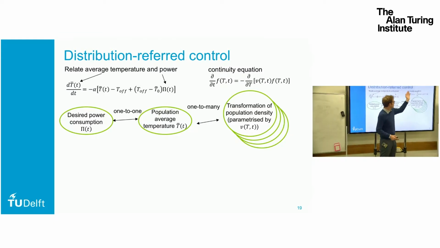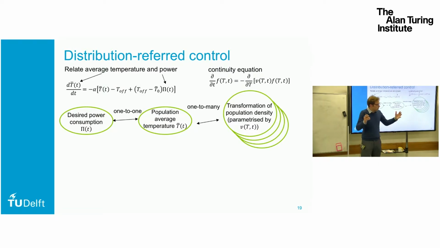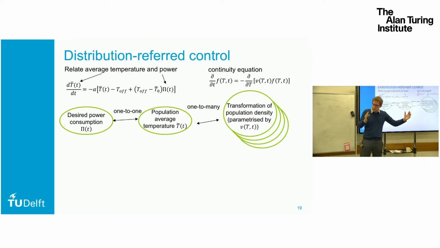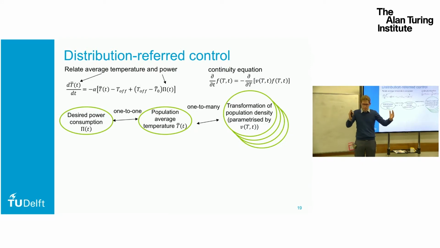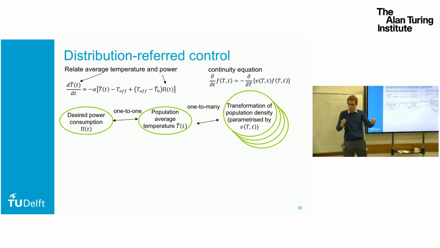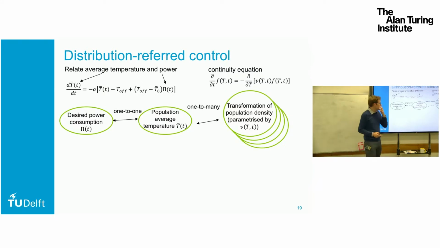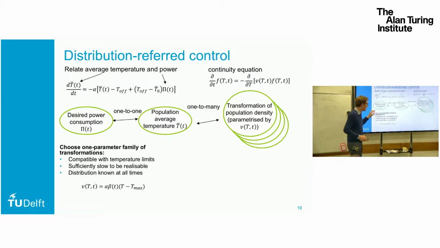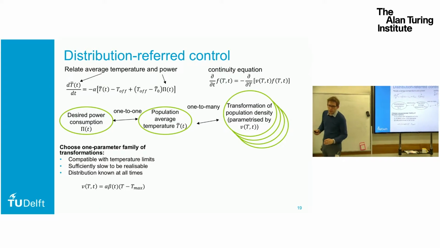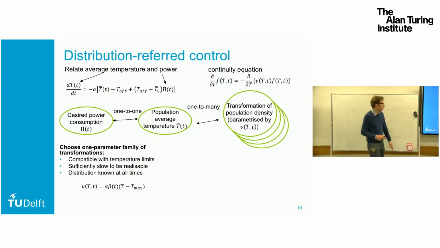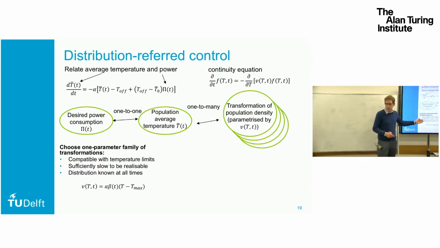And this transformation is basically plumbing physics over here, right? So the continuity equation means that we try to continuously change the temperature distribution of these fridges, and single fridges can't jump from one temperature to another, right? They have to continuously move between one and the next. So we're looking for continuous transformations of this distribution. And we pick a simple one-parameter family of distributions that is compatible with temperature limits, that's sufficiently slow that we can actually do it in the fridge, and that has a known distribution at all times, and that's this thing over here.